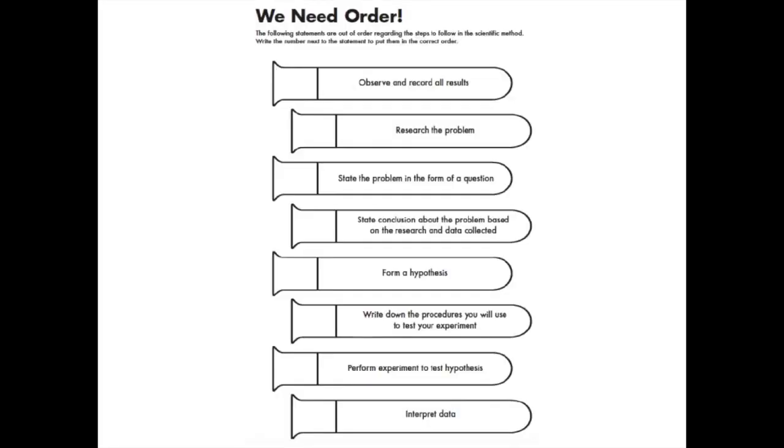Here we have 8 test tubes, each one representing a step of the scientific method. So I want to put these in order. On the left side in that little space, I'm going to put a number 1 with the first step, number 2 with the second step, a 3 with the third step. So let's go through. And just a reminder, because there's 8 of these, we're a little more detailed in separating these out.